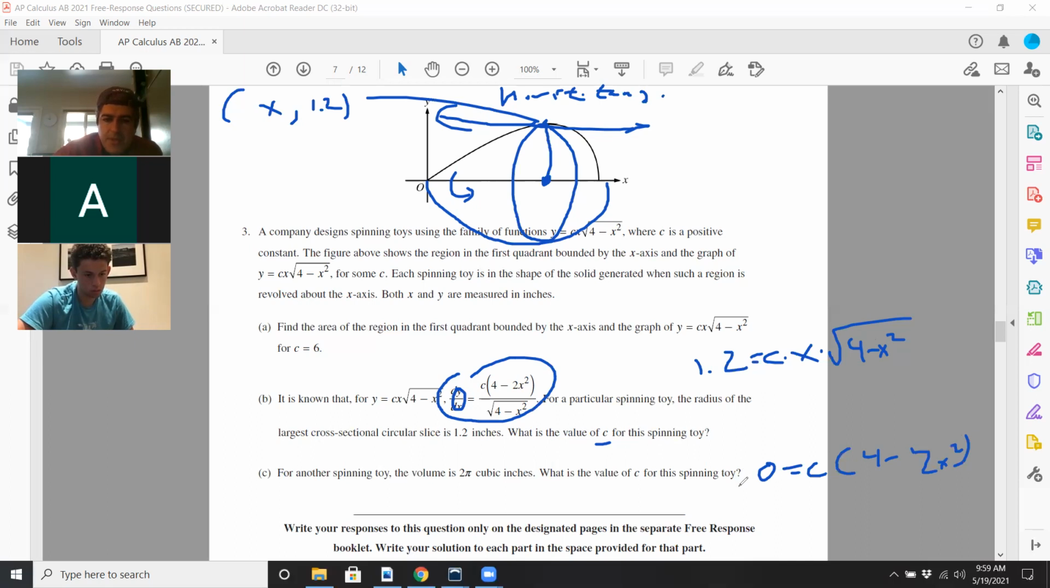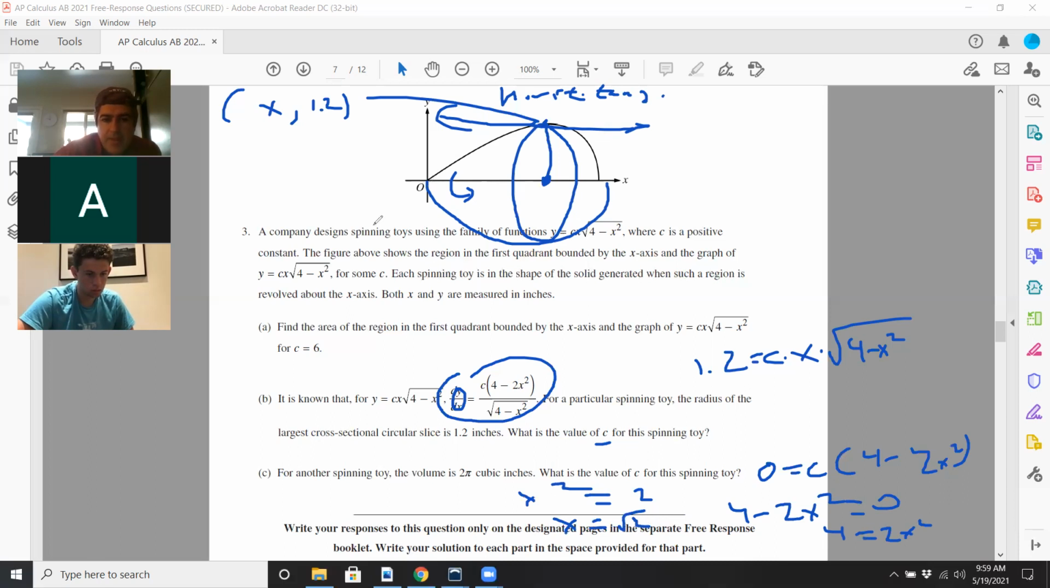Well, of course, it's not going to be 0, because then you wouldn't have a function. It'd just be a horizontal line, like the x-axis. So 4 minus 2x squared must be 0. Okay. 4 equals 2x squared. X squared equals 2. X is root 2, and it's plus or minus.